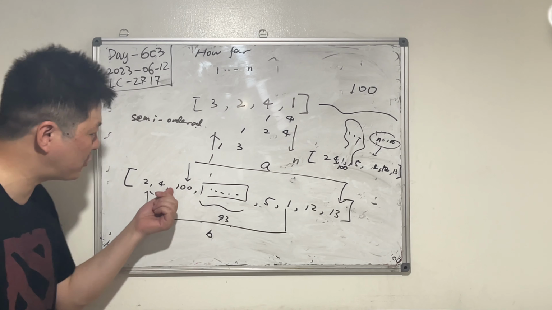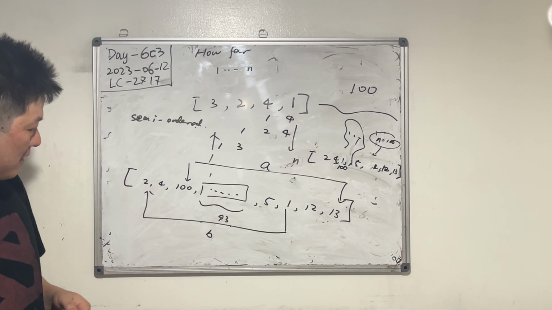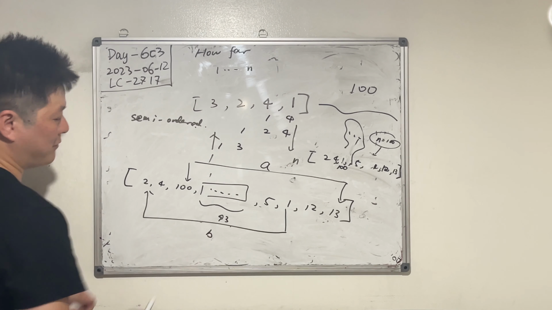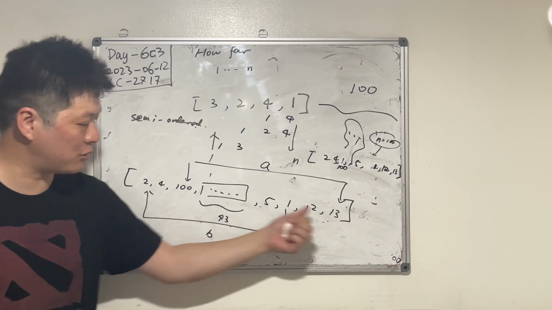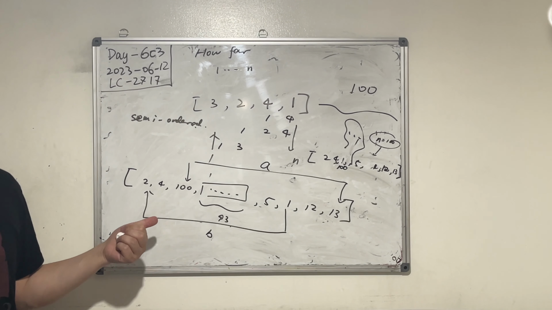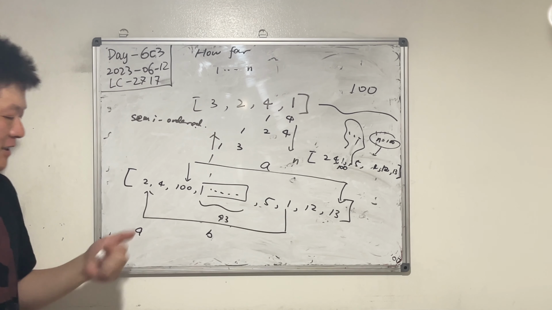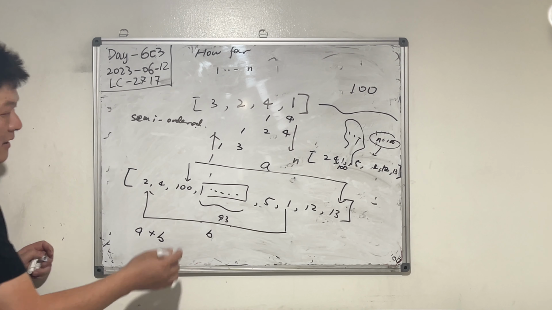How many swaps to get 100 to the last? Let me count again. Let's say this is A times and this is B times. What I'm saying is that it takes A times to swap 100 to the last, and B times to swap 1 to the beginning. So in order to get 100 to the last place and 1 to the first place, it's A plus B, and plus 1.